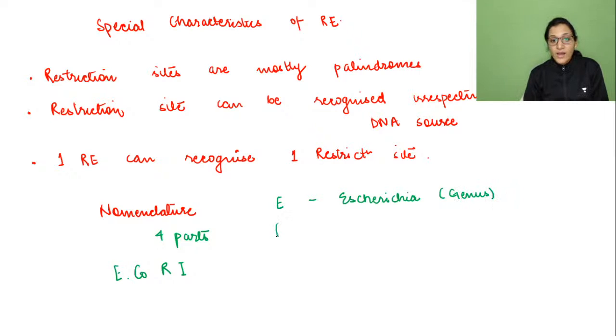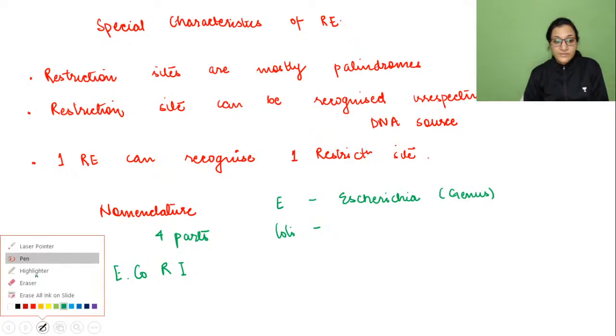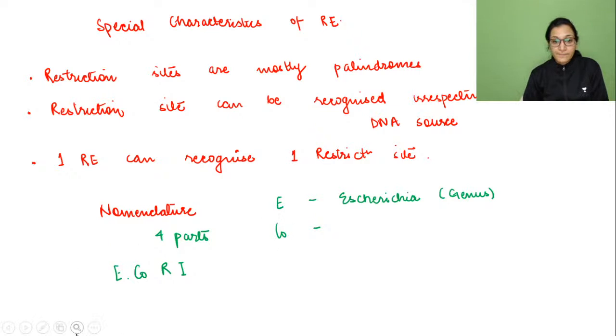Then co is for coli, and that is the species of the bacteria from which it is isolated. R is for the strain, that is RY13, that is the strain.